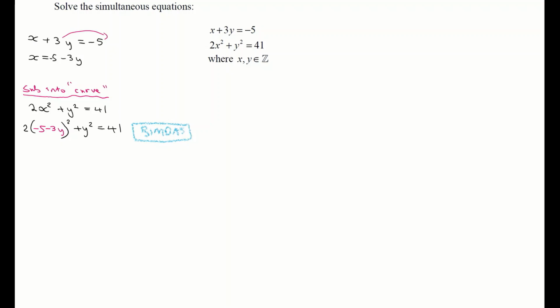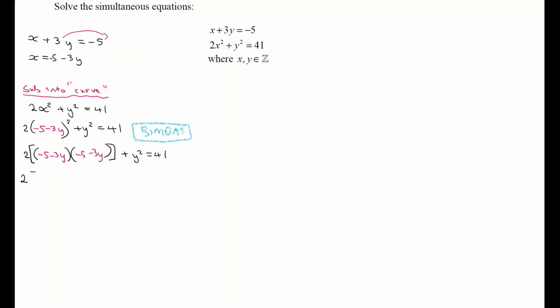So what I'm going to do here is go 2 multiplied by (-5 - 3y), and I'm squaring it, so I'm multiplying it by itself. So (-5 - 3y)(-5 - 3y). I'm just going to put them into a square bracket, because that's telling me that I have to do what's inside the brackets first. Then I have my plus y squared equals 41.